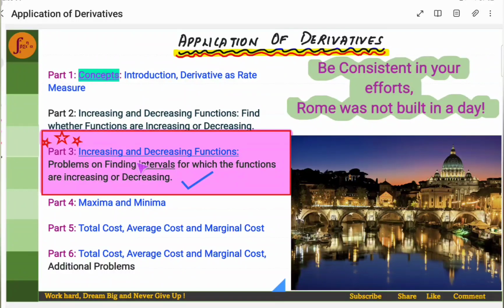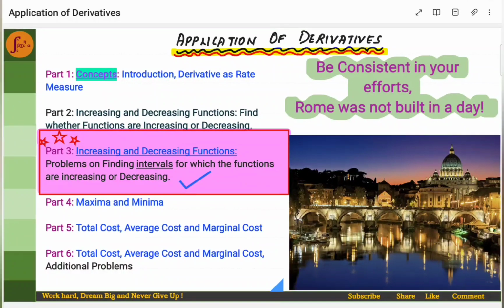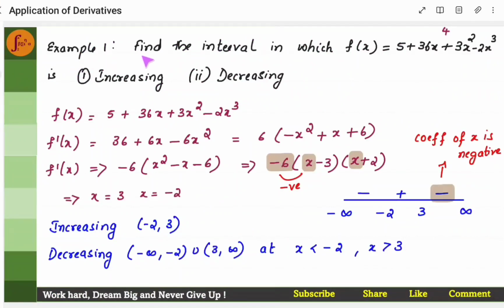Hi everyone. In this video, we'll go through problems on finding intervals for which the functions are either increasing or decreasing. Let's take this example in which this particular function is increasing and decreasing. So there is a function, it will increase, it will decrease. You need to find the values of those x, right? You need to find the range, the values of x or the interval in which this function is increasing and decreasing.